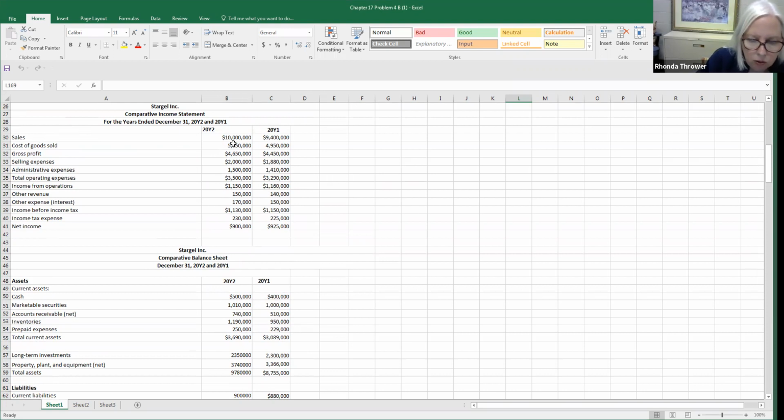What we're going to be looking at is the income statement for the amount of sales. You will remember that we have been working with the problem dealing with year 2. So we're going to be looking at year 2 sales, and the sales amount is $10 million. That sales amount is going to be divided by the average total assets. Your total assets, of course, would be found on the balance sheet.